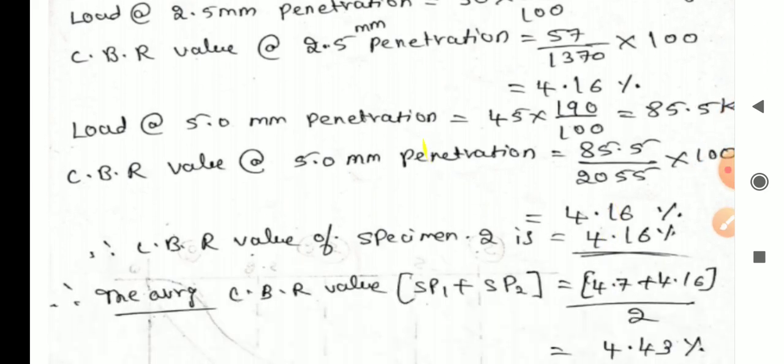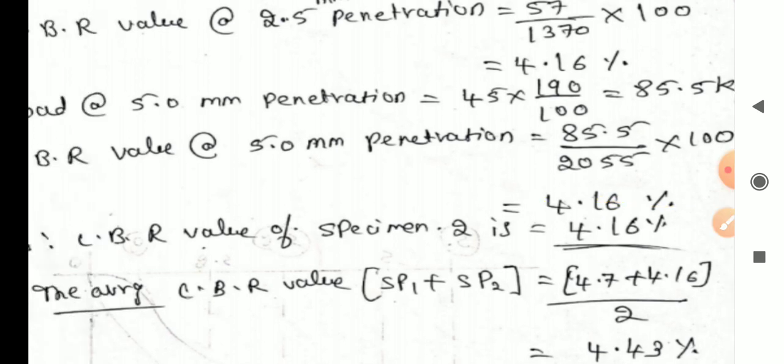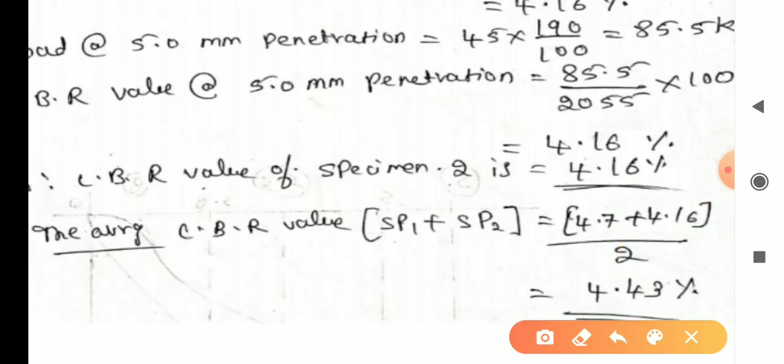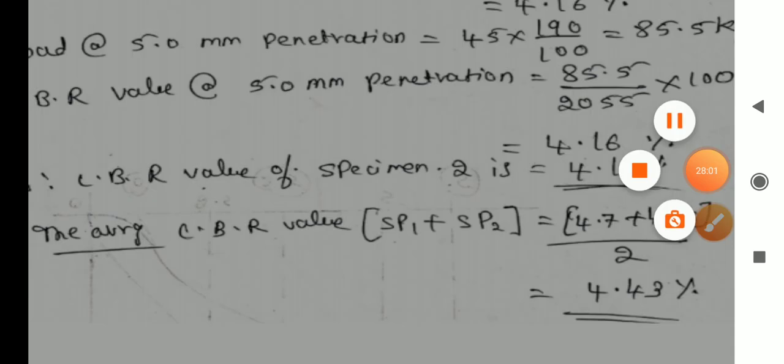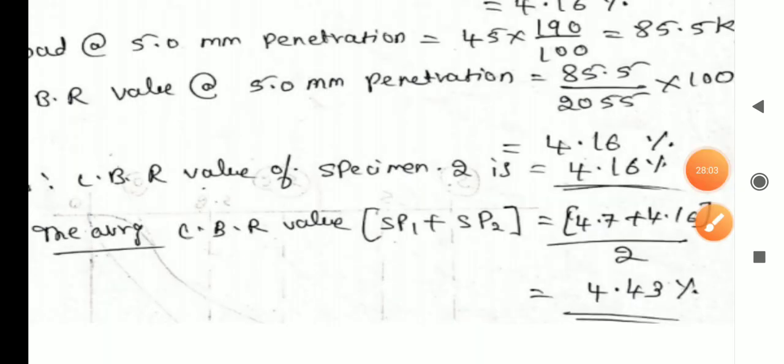Now the average CBR is specimen 1 plus specimen 2 divided by 2. Specimen 1 is 4.7 and specimen 2 is 4.16, divided by 2 gives 4.43%. That means the CBR value is 4.43%. This is the final CBR percentage for the particular soil mass. So this is the problem of CBR. Whatever I have explained so far is the CBR percentage and CBR of soil. Thank you.